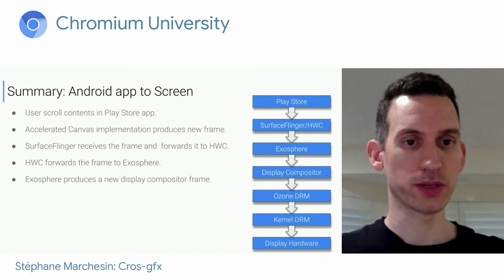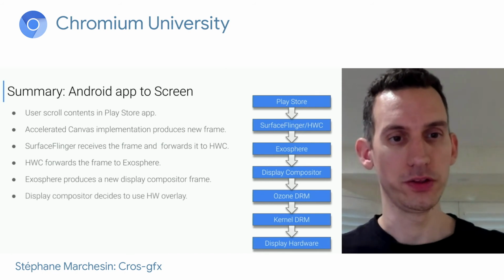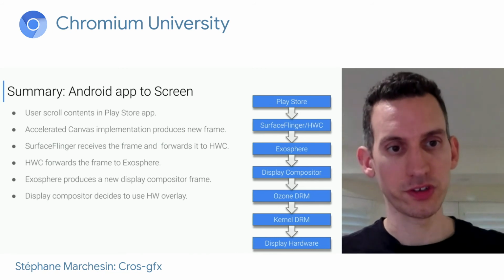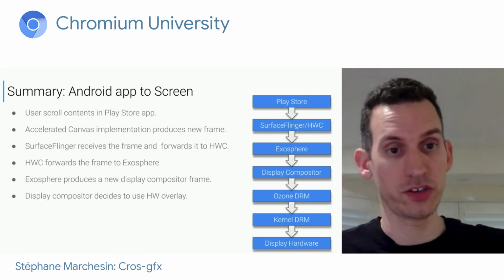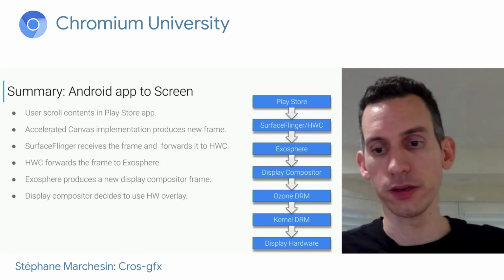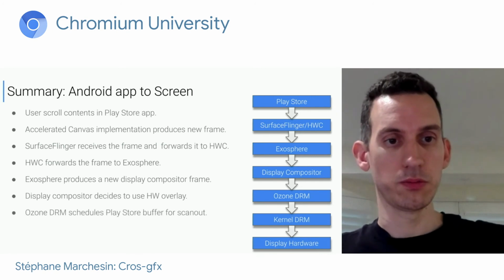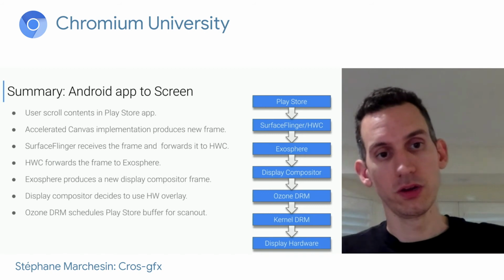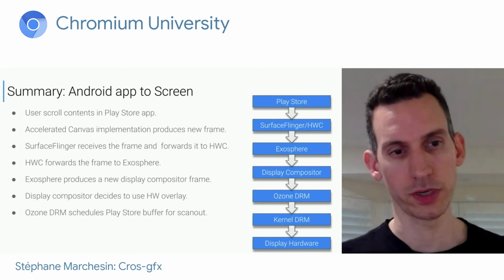Exosphere tells the display compositor, hey, look, I have new content. Can we produce a new frame? The display compositor decides to use a hardware overlay for that application, because nothing else is changing on the screen, so it makes sense to do that. Ozone DRM schedules this Play Store buffer for scan out, among the other buffers that we have. It says, look, I have the main buffer and I have my Play Store buffer inside it. Please scan all these buffers together.